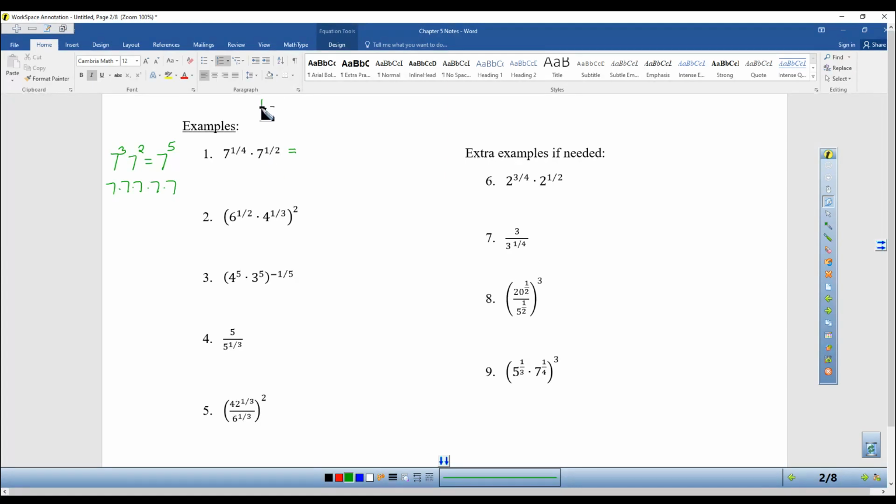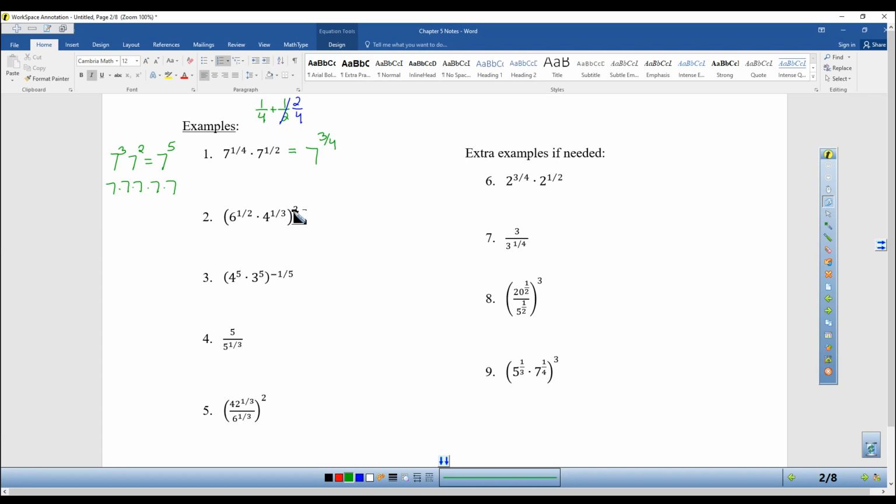Well, how do you add 1/4 plus 1/2? You have to get a common denominator. So I'm going to change that 1/2 to 2/4. And then I have 3/4. So this is 7 to the 3/4.